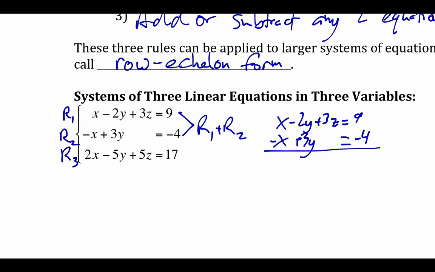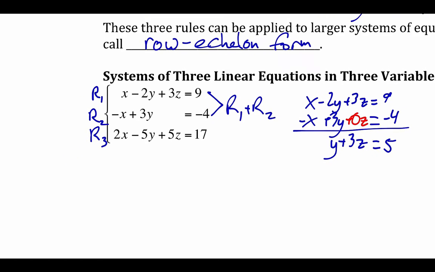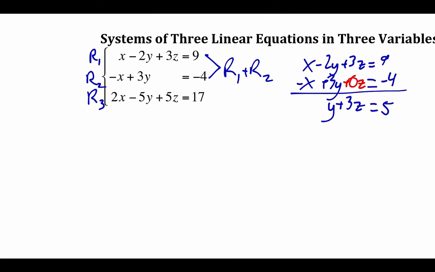When we add these together, the x's cancel out, we have negative 2y plus 3y, that gives us positive 1y, and then we have 3z plus, well, if it helps you, think about it as 0z. So 3z plus 0z is 3z. We got plus 3z, and then finally 9 plus negative 4 gives us 5. So what we can do now is replace the second line with that equation.